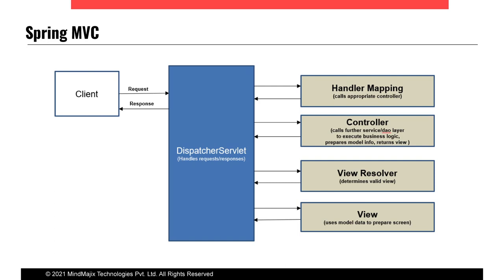In the view page, whatever model the controller has given, that model is data, and we use that data to prepare the information in the page, and accordingly we send the response back to the end user. So this is an overall understanding of Spring MVC. Let's go to a demo where you can get more insights into how a Spring application can be created.